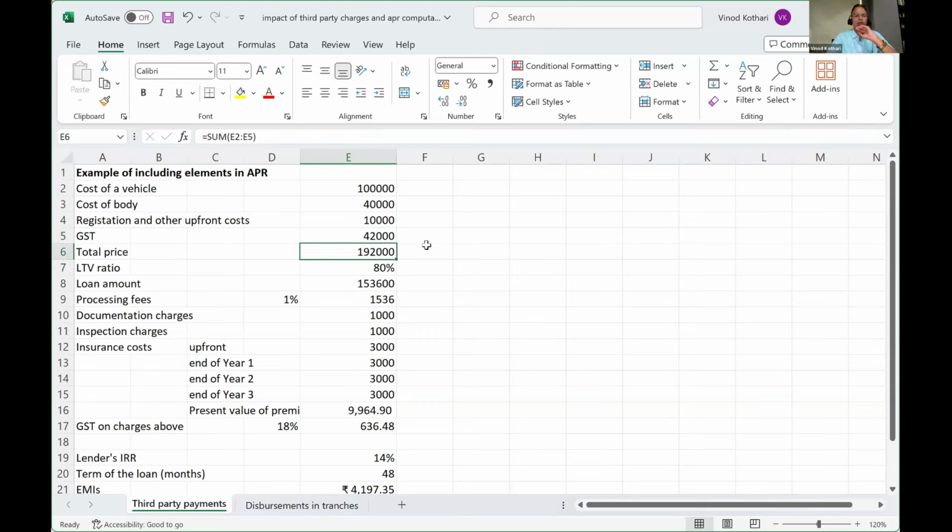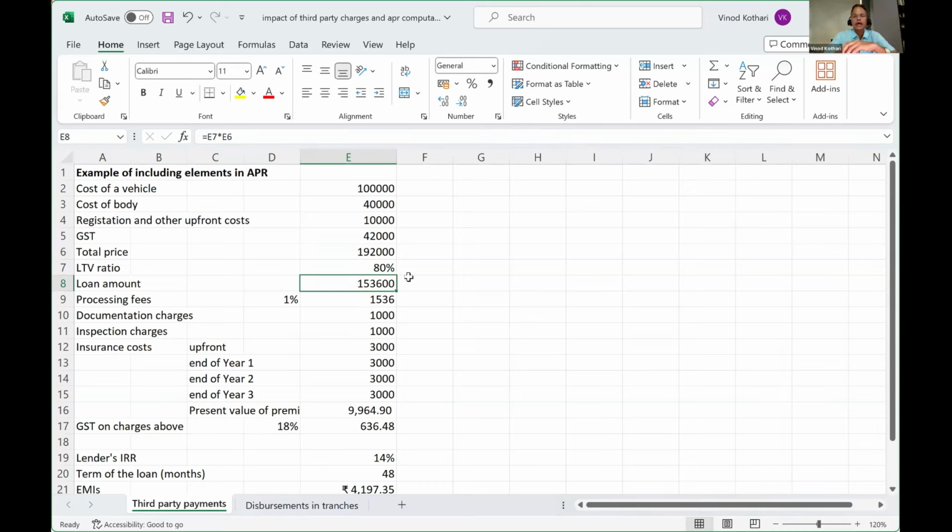Let's say you agreed on a loan to value ratio of 80%, so you'll be funding 80%. 80% of what? 80% of the cost of the vehicle, 80% of the cost of the body, 80% of the cost of furnishing, and 80% of the GST on the vehicle. Normally, you would be funding the GST component on the vehicle as well, to the extent you are funding 80% of the aggregate cost. So in essence, we need to see what my loan amount is. I've taken 1,53,600, namely 80% of 1,92,000, as the loan amount. Up to this, there is no APR complexity.